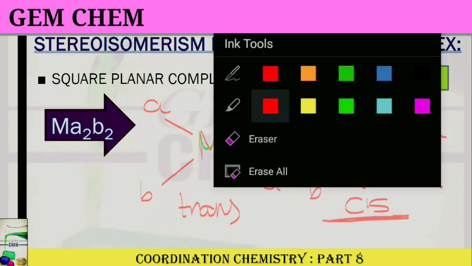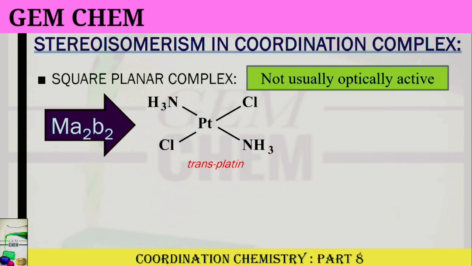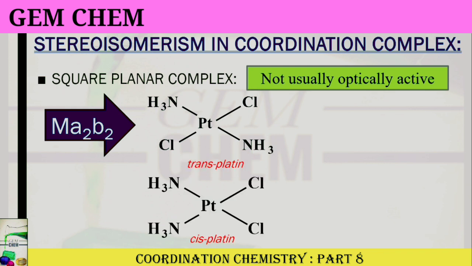So we can see the two isomers obtained for this. Suppose you have NH3 and NH3 in the position of A and Cl as B. So this is transplatin and this is cisplatin. Now both of these should be separated. Suppose you have a mixture of these two. So how can you separate it?